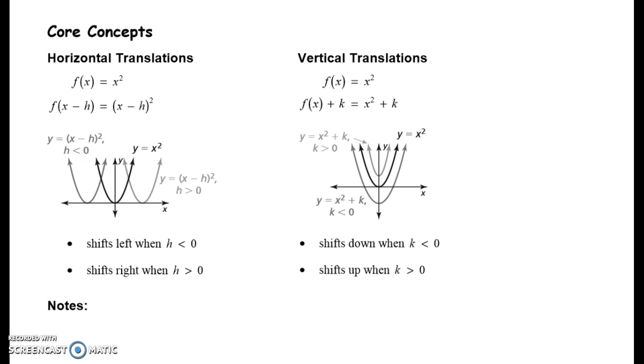Before we begin the first example, read through the core concept here at the bottom of page 26. Notice for horizontal translation, the h number inside the parentheses moves the graph left and right. The k number on the end will move the graph up and down. Now let's look at example 1.